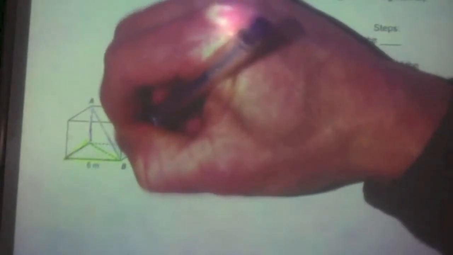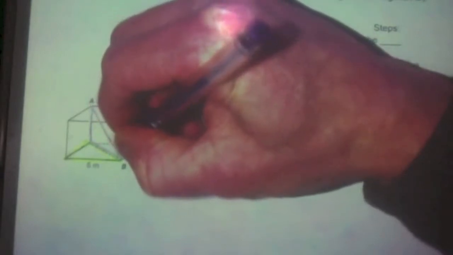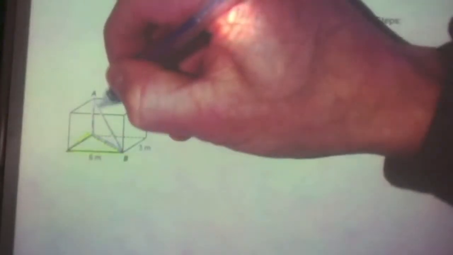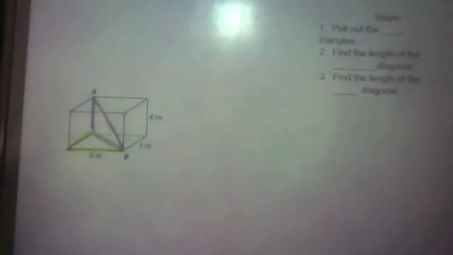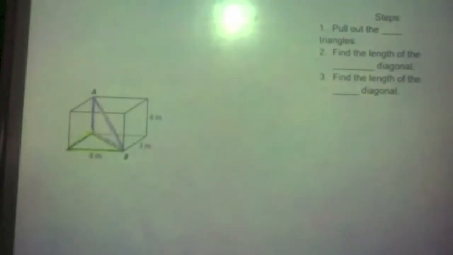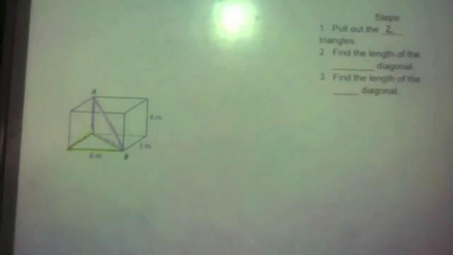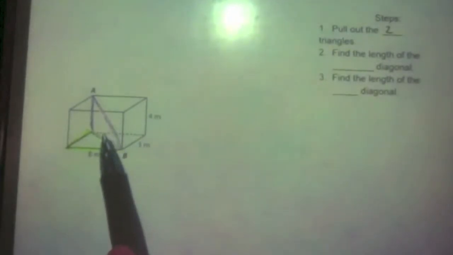Okay, so we end up with two triangles here that we need to solve for. That's why I said we're going to take the Pythagorean theorem and solve for it twice, because we have two different triangles we're trying to solve for. Okay, so we just did step number one, which was to pull out the two triangles. We found this triangle and this one, the two pieces that we need.